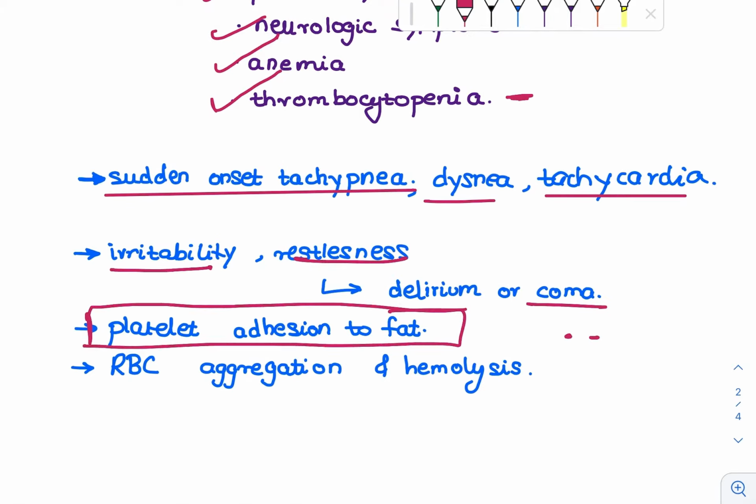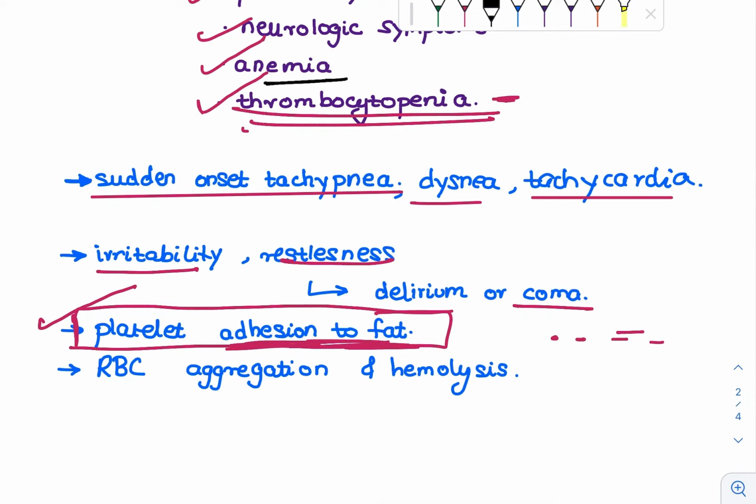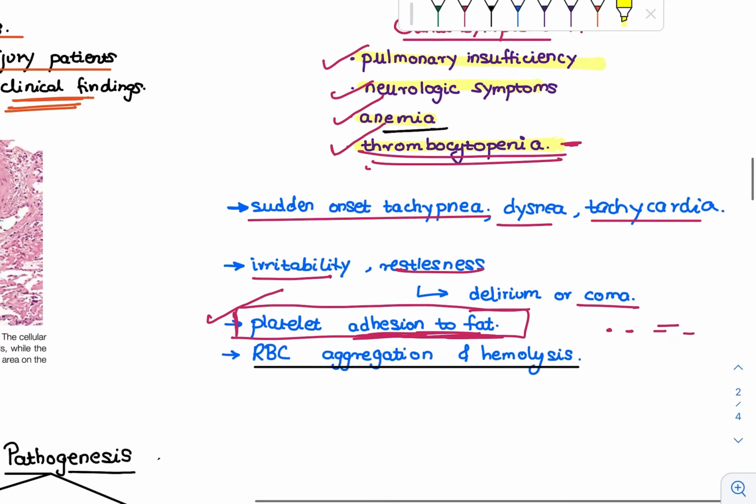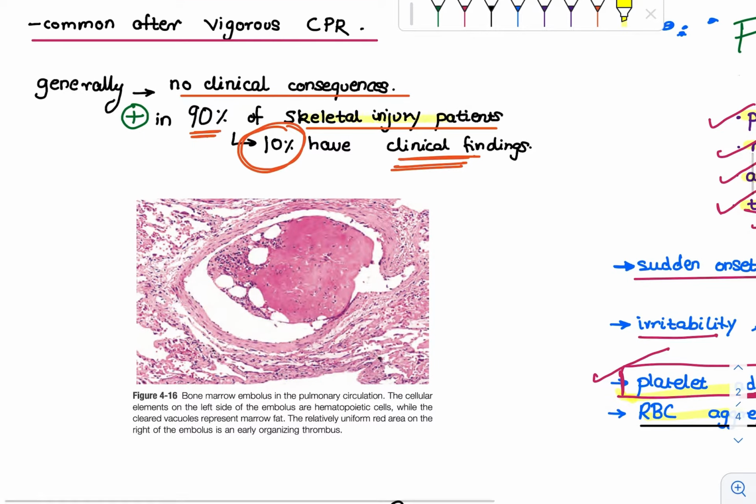So there are fat molecules, and there are platelets lying inside the blood vessel. Platelets get adhered to fat molecules and this leads to thrombocytopenia. Then anemia is due to aggregation of RBCs and hemolysis of RBCs. So we see pulmonary insufficiency, neurological symptoms, anemia, and thrombocytopenia. The patient with fat embolism syndrome will present with tachypnea, dyspnea, tachycardia. He will be having thrombocytopenia, hemolysis, and must be having a history of skeletal injury.